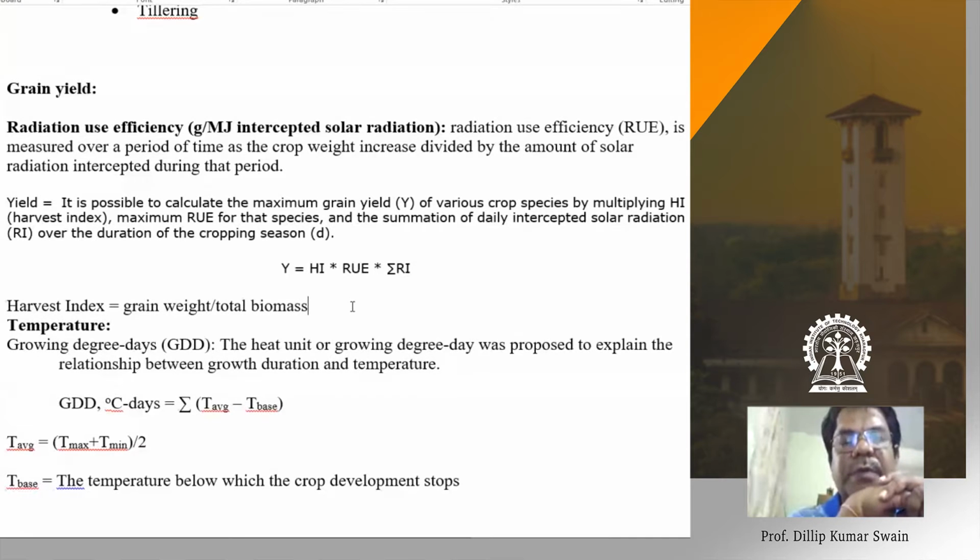And most of the crops have similar phenomenon. Accordingly, you have calculated the average extinction coefficient for crop specific, depending upon the leaf canopy architecture.